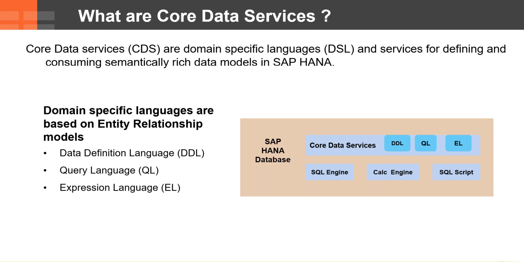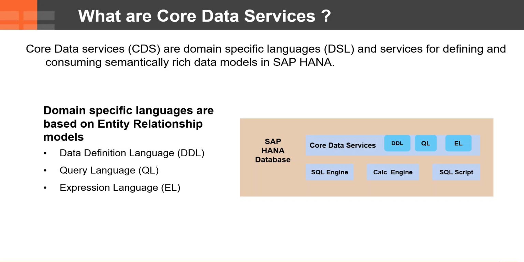So what is CDS first of all? Core data services are domain-specific languages and services for defining and consuming semantic-rich data models in SAP HANA. That means that to consume semantic-rich data models in HANA, we use core data services as a domain-specific language. In the HANA database, we have the SQL engine, calculation engine, and SQL script, which is nothing but stored procedures. So CDS uses DDL language, query language, and expression language.